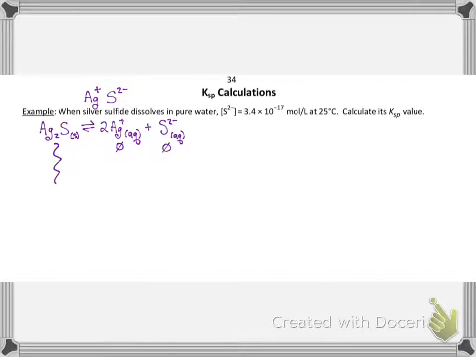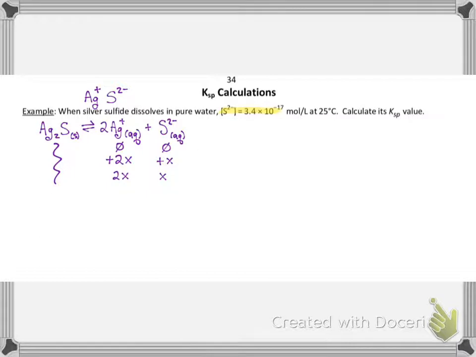And then, when things start dissolving, you're going to produce twice as much, or 2x, of your silver cation as you will of your sulfide anion. So your equilibrium values here are simply going to be 2x and x. Well, remember, they gave you information in the problem. They said that at equilibrium, or when it dissolves in pure water, and this is what they mean, the concentration of your sulfide ion is 3.4 times 10 to the -17th. Not much, but it's there.